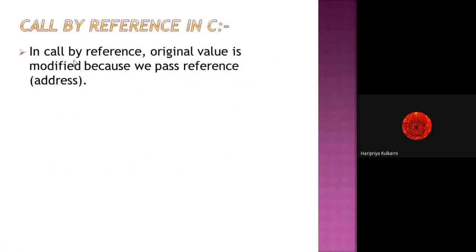Second one is a call by reference. So here it will use the global variable. So it will change the value within the function also and it will be reflected in the main program also. In call by reference, the original value is modified because we pass the reference address.